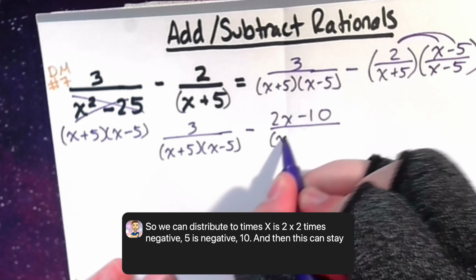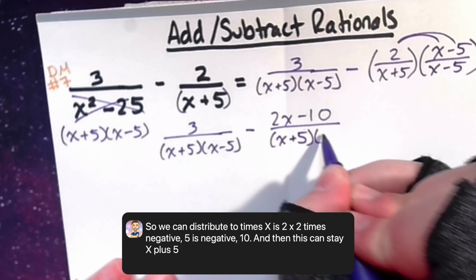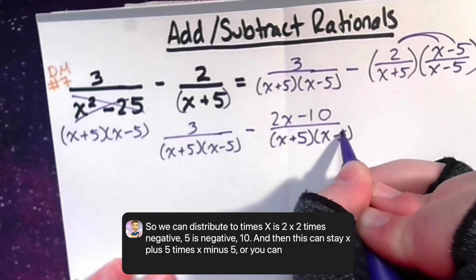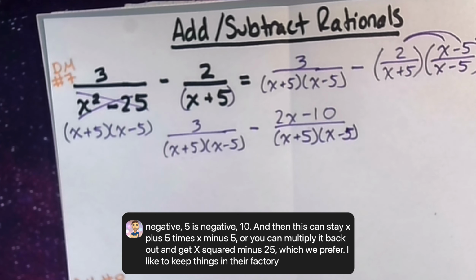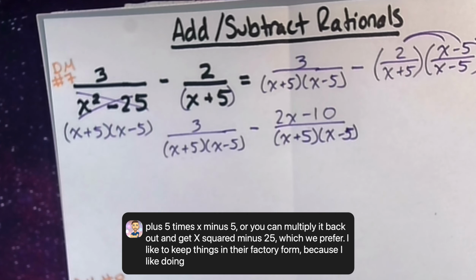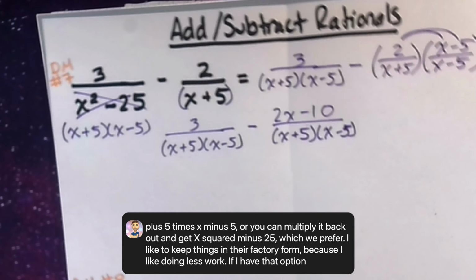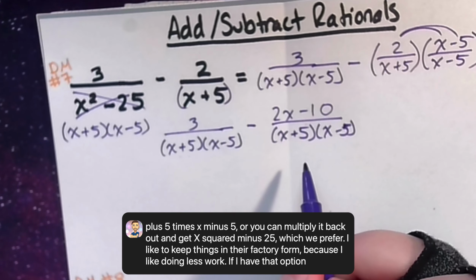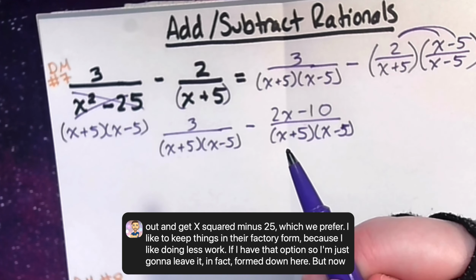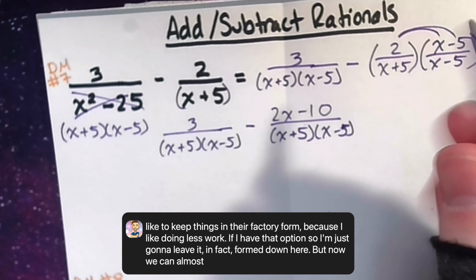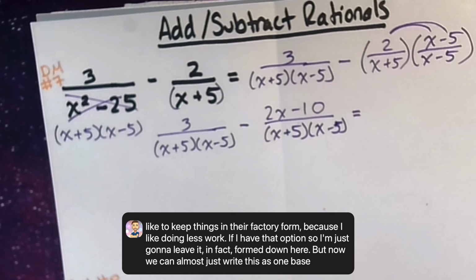stay x plus 5 times x minus 5, or you can multiply it back out and get x squared minus 25 if you prefer. I like to keep things in their factored form because I like doing less work if I have that option. So I'm just going to leave it in the factored form down here. But now we can almost just write this as one big thing.